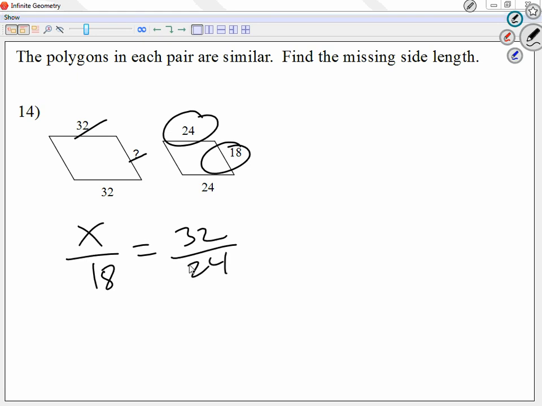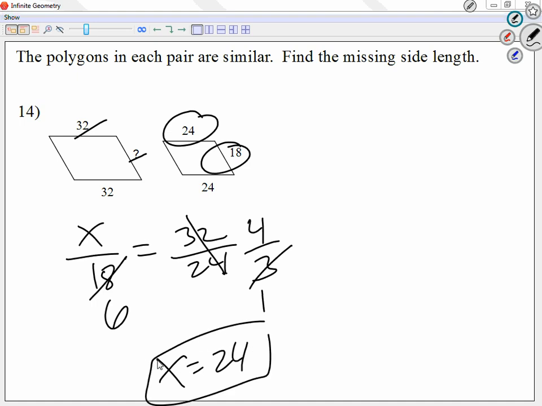Like I said, we can cross multiply, but I want to simplify first. So instead of 32 over 24, let me divide each by 8. So we get 4 over 3. And so we can cross multiply again, but let me simplify sideways, 18 and 3. So I'm going to get 6 and 1. Now when we cross multiply, we get that x equals 24. And once again, there's 4 of these on the test.